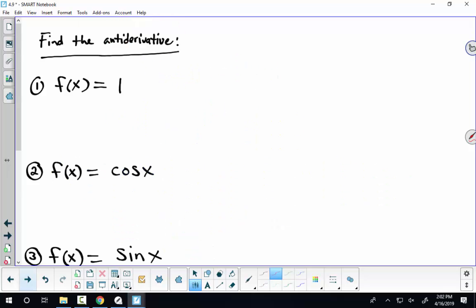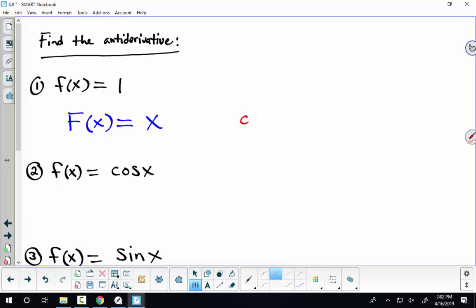Okay, so we'll look at some more functions. Given f of x, find the antiderivative. In other words, what function do we take the derivative of to get 1? This is where the knowledge of derivatives is super helpful. If I take the derivative of x, the derivative of x is 1. Therefore, the antiderivative is x. Does that make sense?